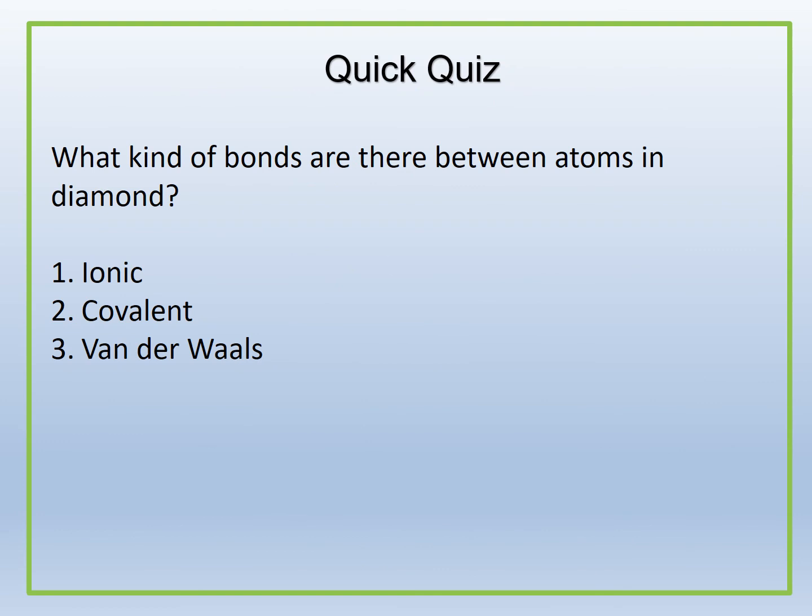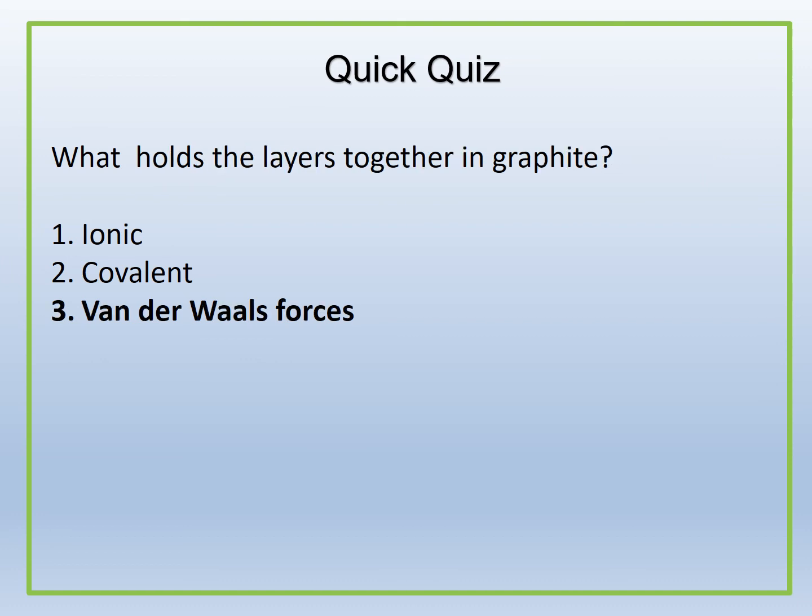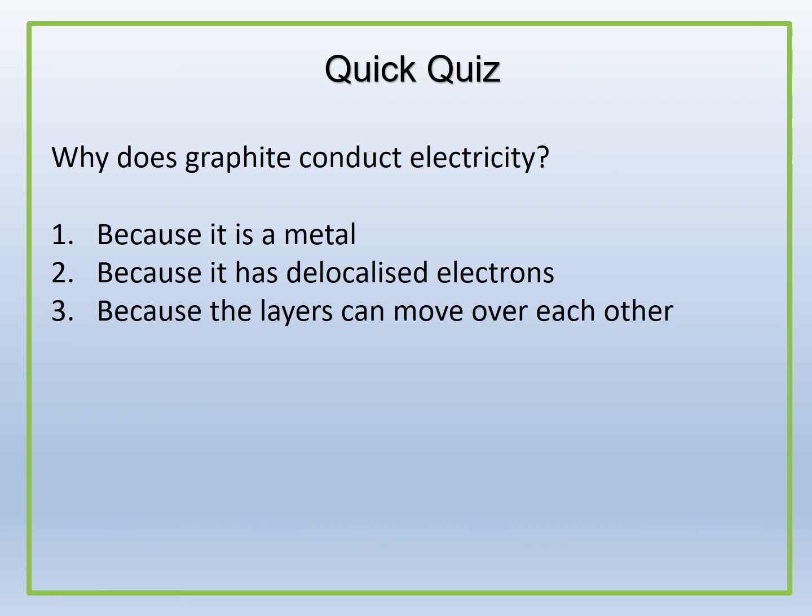So let's have a quick quiz. What kind of bonds are there between atoms in diamond? Ionic, covalent, van der Waals? Of course, covalent. What bonding holds the layers together in graphite? Ionic, covalent or van der Waals forces? Van der Waals hold the layers.